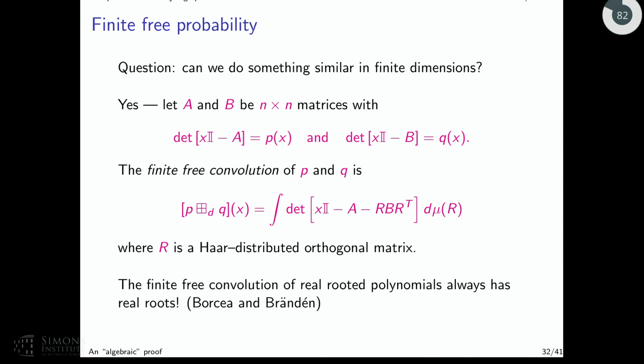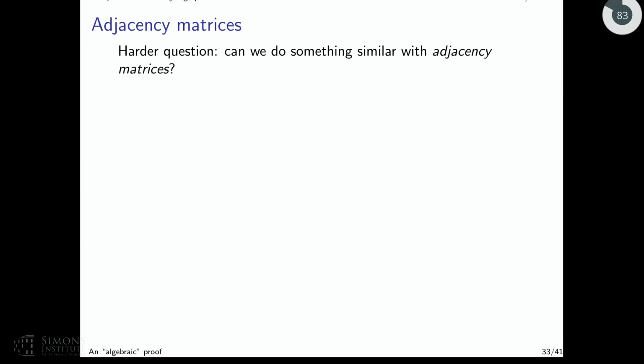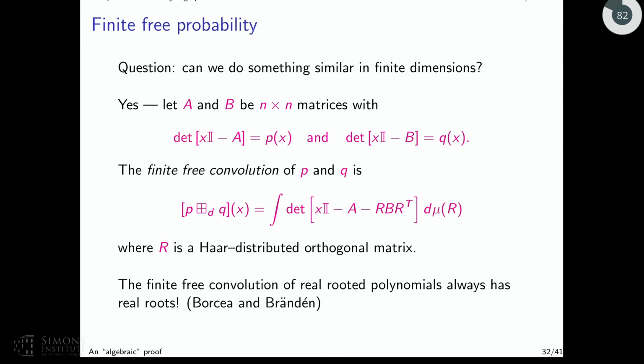It's independent of the choice of A and B. It depends only on the eigenvalues of A and the eigenvalues of B. So this is a function of p of x and q of x.